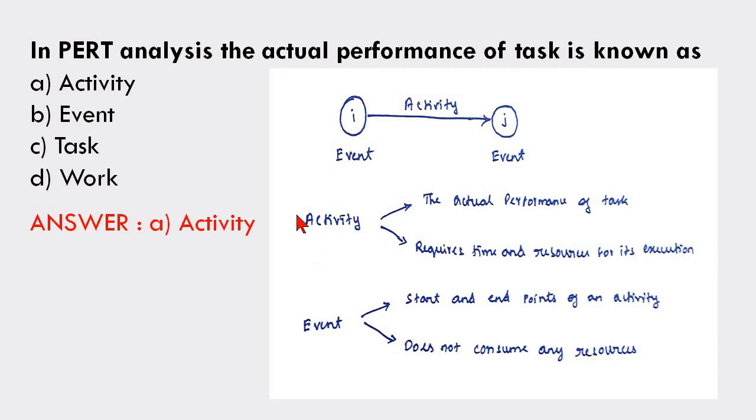Some important points. Activity, okay. Activity, the actual performance of a task requires time and resources for its execution, okay. So in this, the activity is the arrow, okay. So it requires some time and resources for its execution. If you take event, okay, it is the start and the end point of an activity. This one is activity, the start and the end point. The circle is called event. It doesn't consume any resources, okay. Event doesn't consume any resources, but activity requires time and resources for its execution.